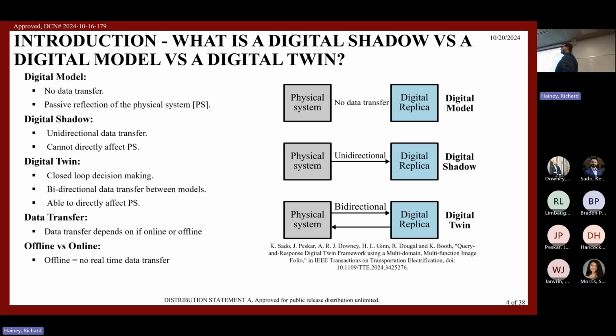In a digital shadow, however, you're getting data transfer from the physical system to the digital replica. In this case, then it becomes a digital shadow. In a digital twin, you have bidirectional data transfer and the ability for the digital twin to directly manipulate the physical system or items within the physical system.